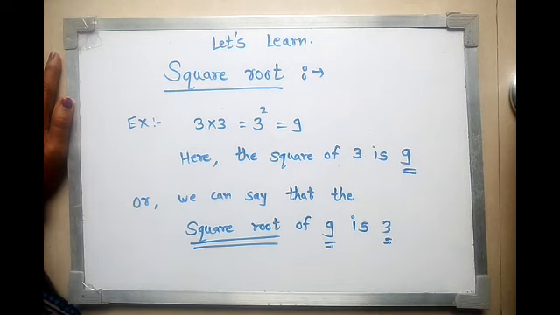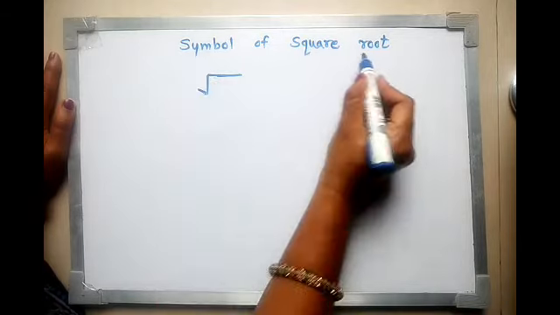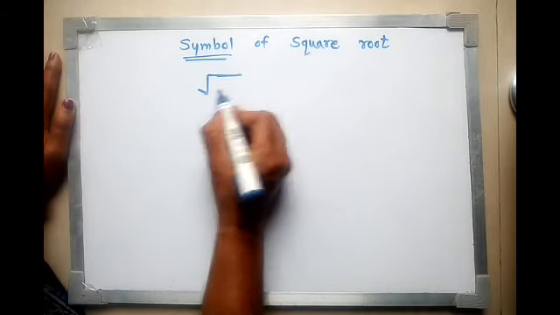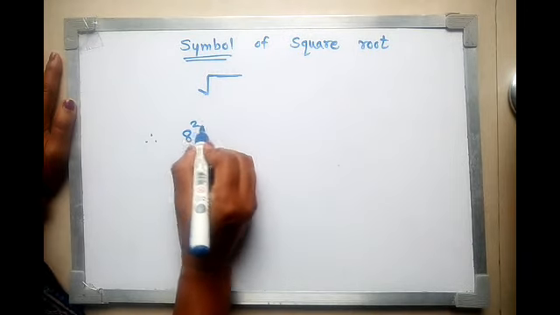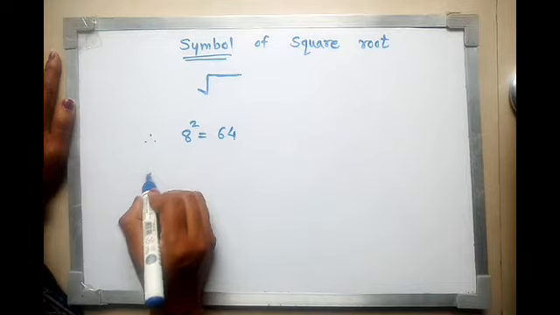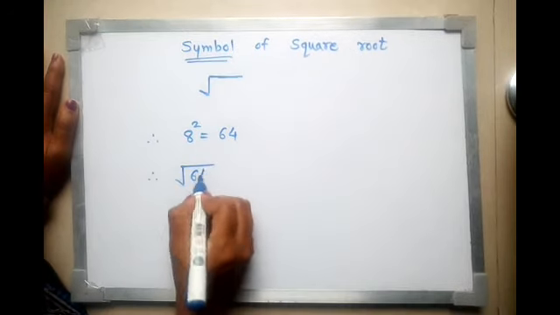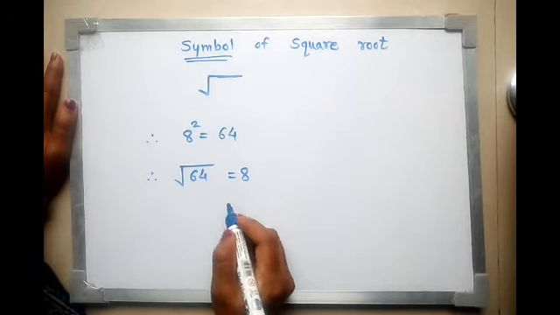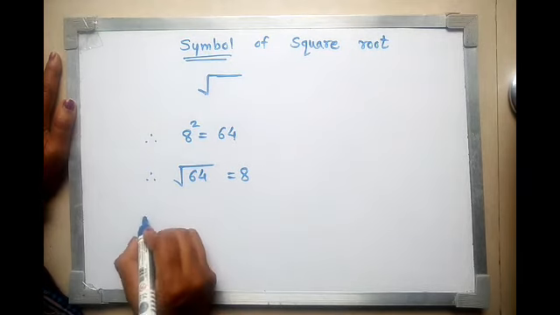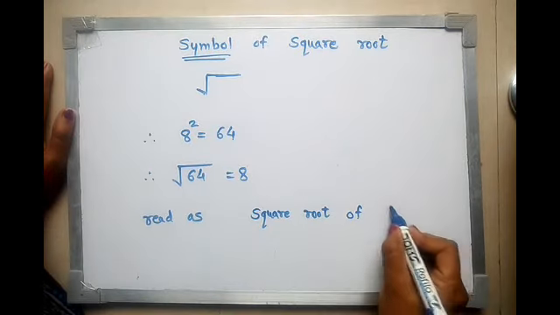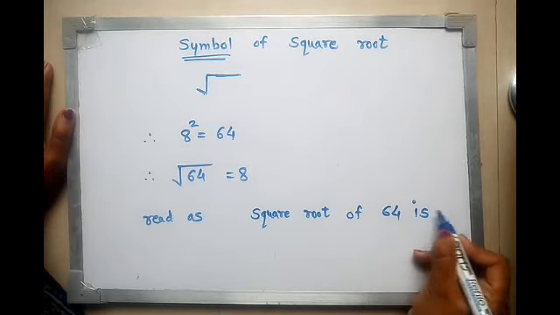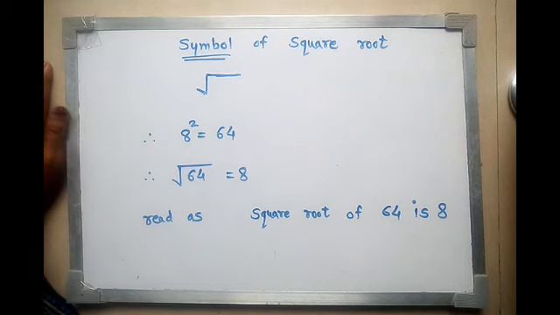The square root of 9 is 3, 3 into 3 is equal to 9. Symbol of square root. This is the symbol of square root. Write down examples. 8 square is equal to 64, so the square root of 64 is 8. This is read as square root of 64 is 8.